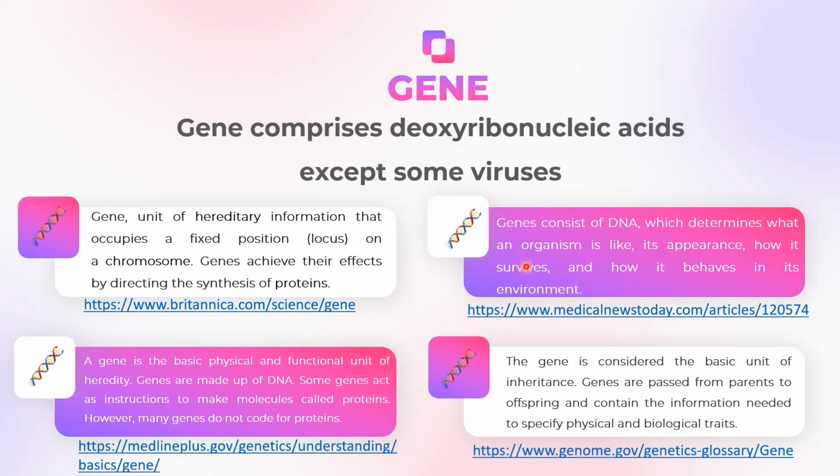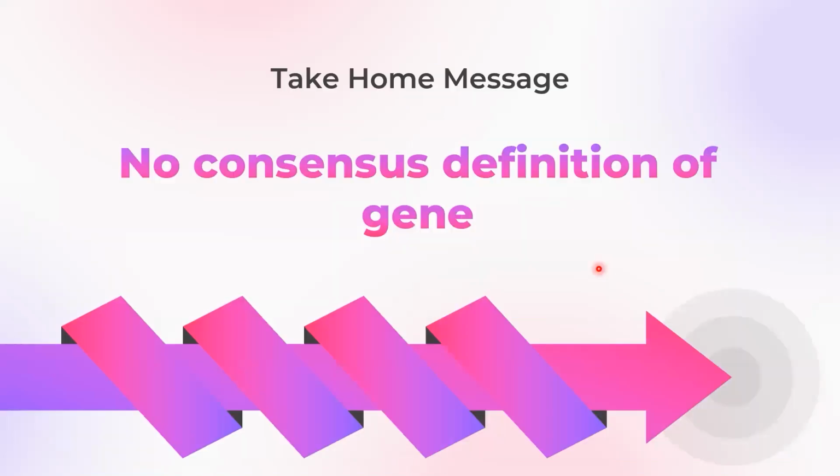So all these very authentic organizations have given different versions of the definition of a gene, and I believe we should have a consensus one. If there is a consensus definition of gene, whether somebody goes on the web, on ChatGPT, or anywhere, they should find a consensus definition of what a gene is. So, the take home message regarding the gene definition: there is no consensus definition of gene.